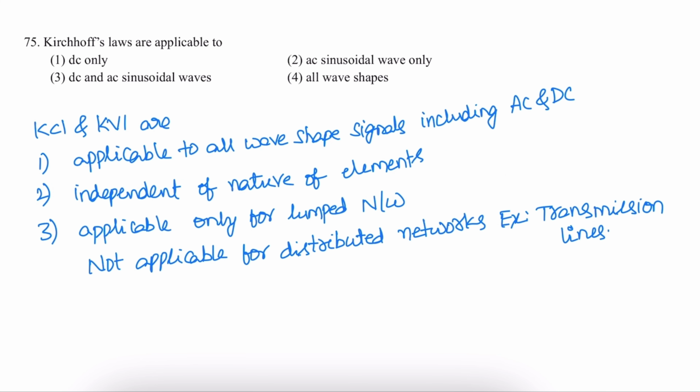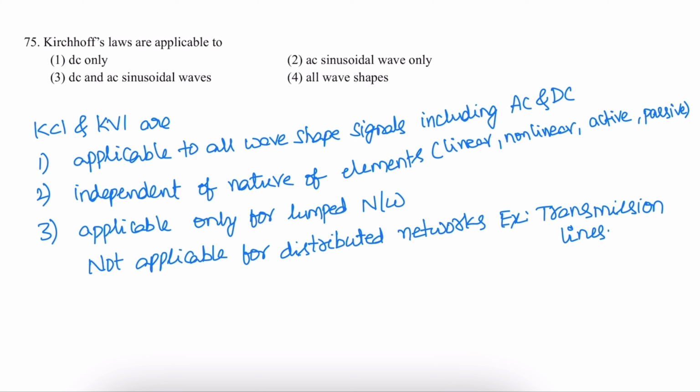Next question. Kirchhoff laws are applicable to. So these Kirchhoff laws are applicable to all wave shape signals including AC and DC signals. Kirchhoff laws are independent of nature of elements, whether the element is linear or non-linear, active or passive. Kirchhoff laws are applicable only for lumped networks and not applicable for distributed networks.